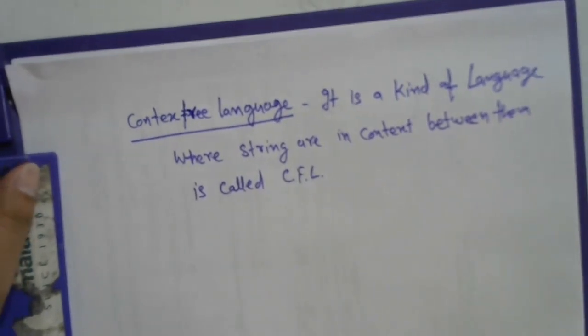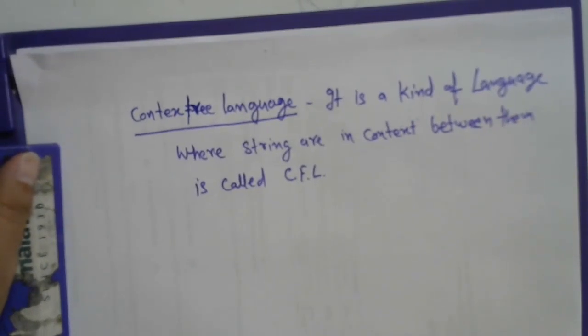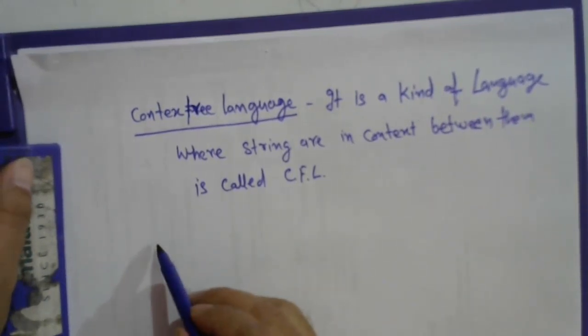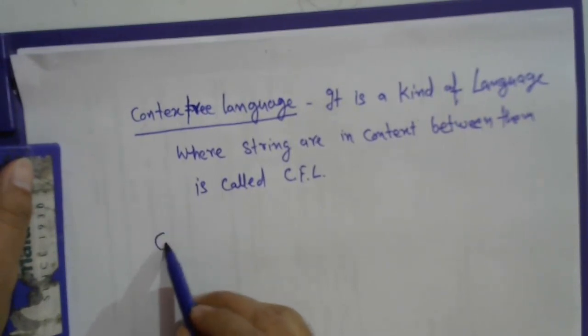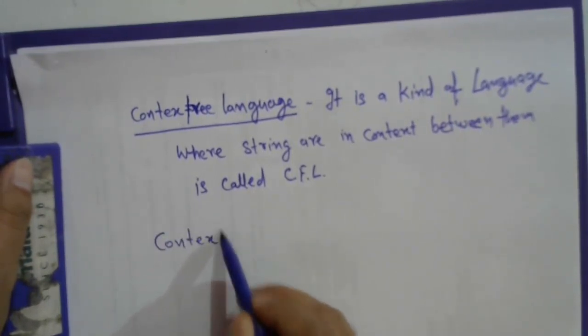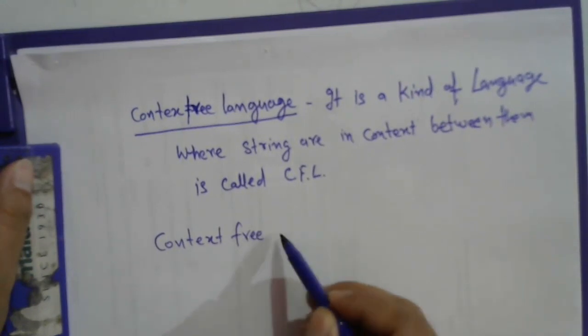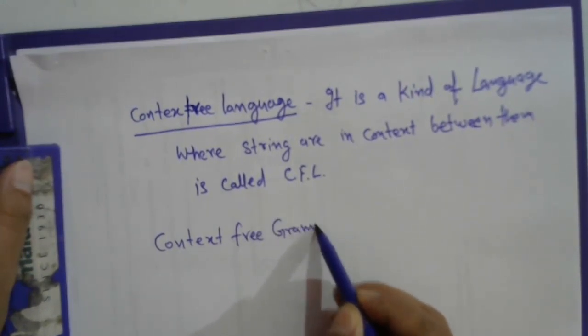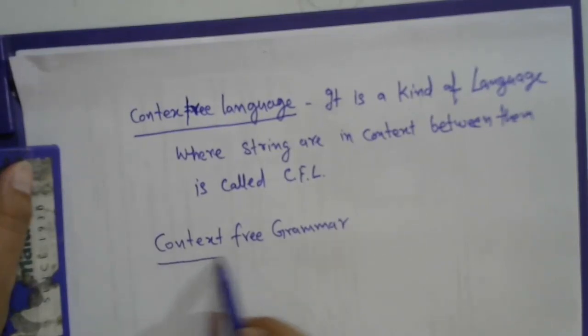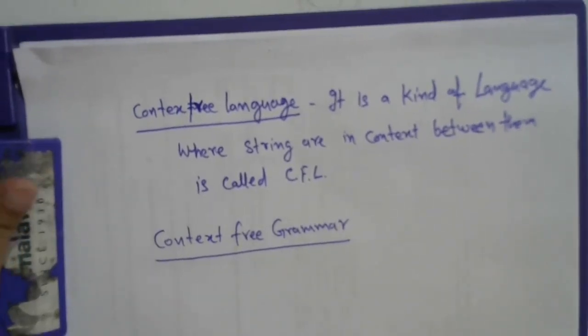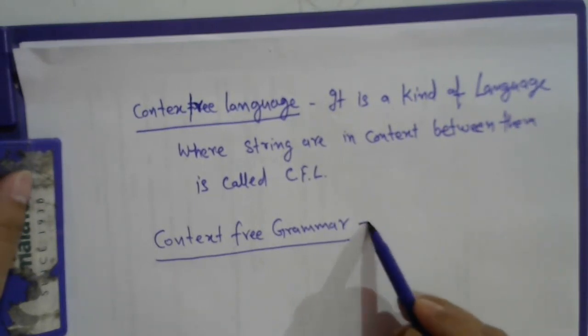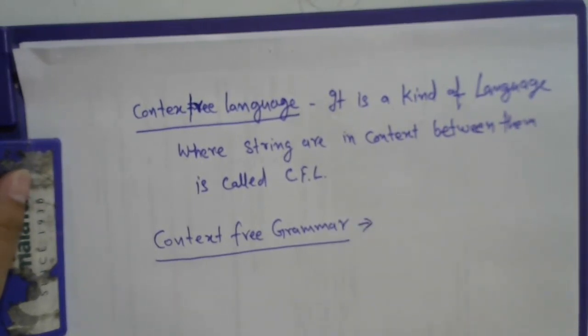According to the Chomsky hierarchy, we can define a grammar for that particular language. That grammar is called context-free grammar. Now, the context-free grammar is a grammar which can define the context-free language. That is a simple definition: it is a set of rules which can define the context-free language.